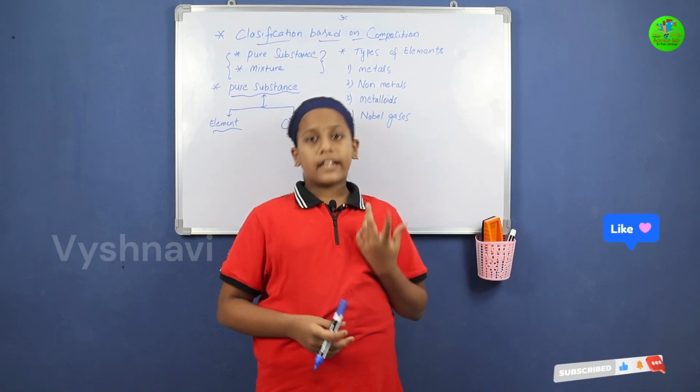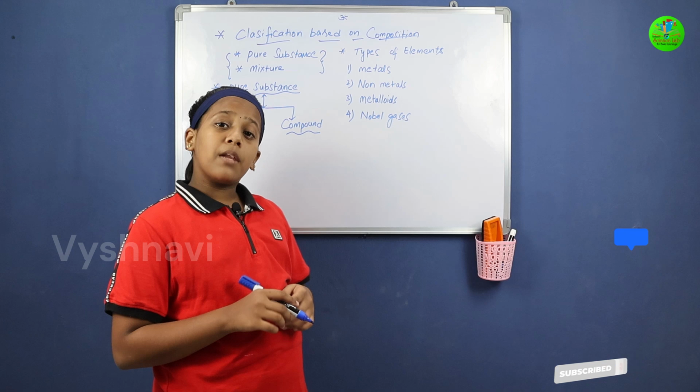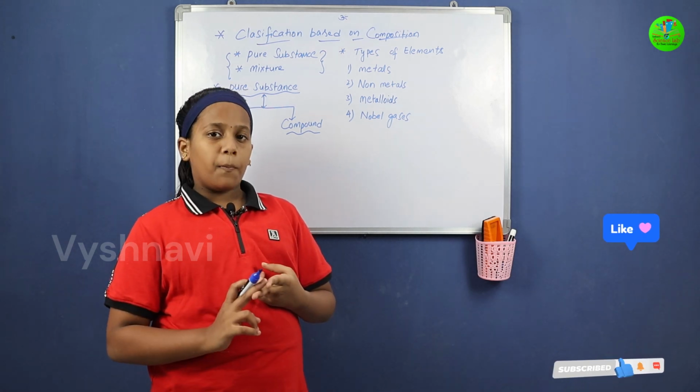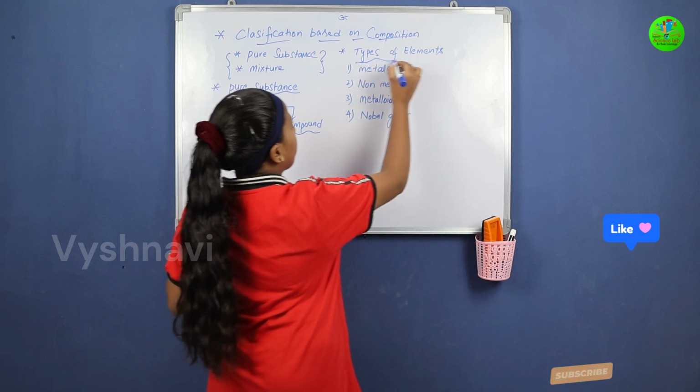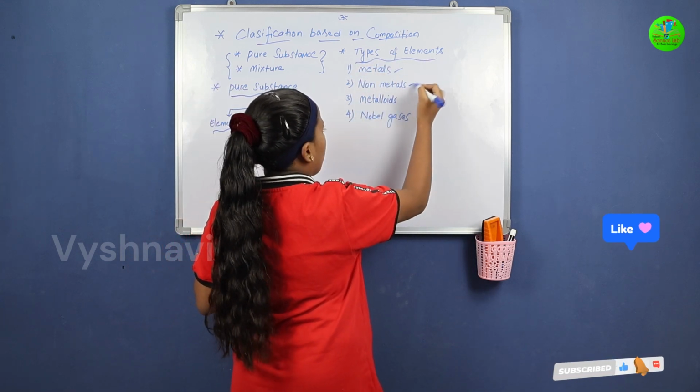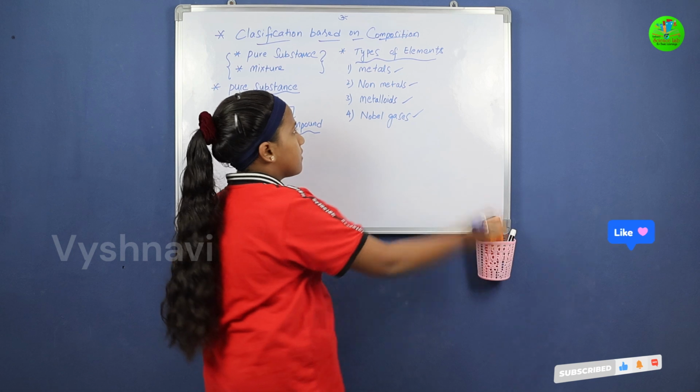Now we will discuss types of elements. In types of elements we have metals, non-metals, metalloids and noble gases. Let us read. Types of elements: metals, non-metals, metalloids and noble gases.